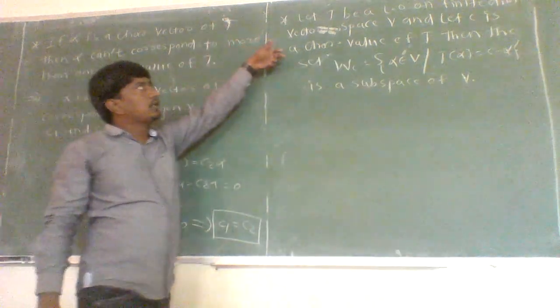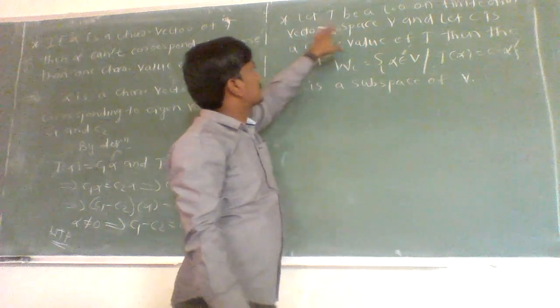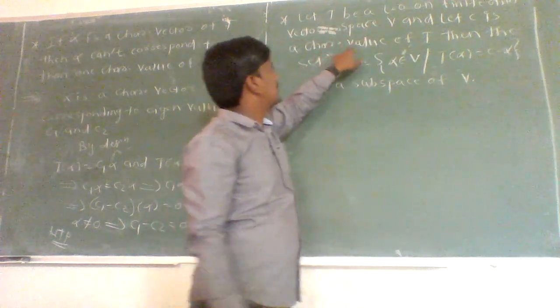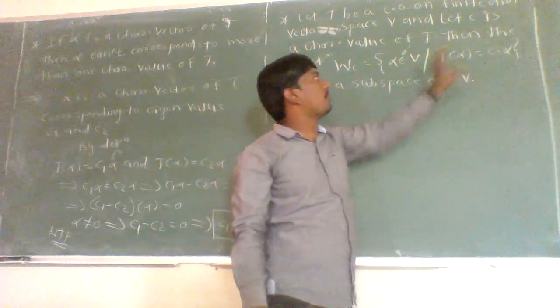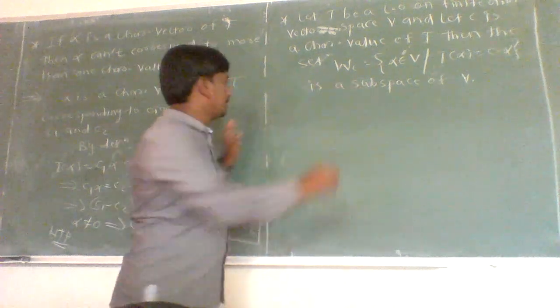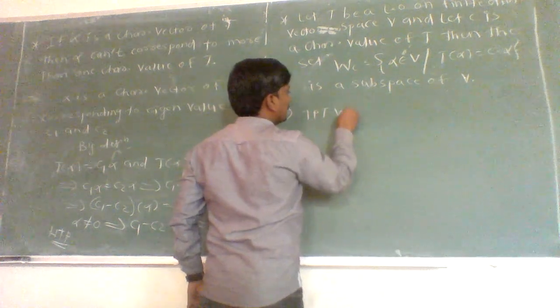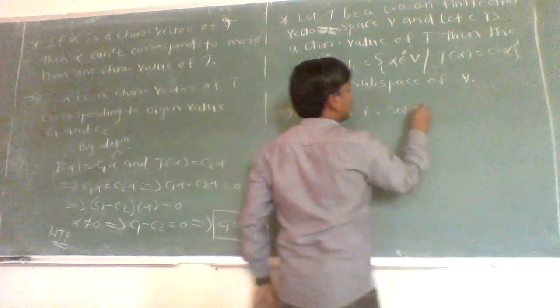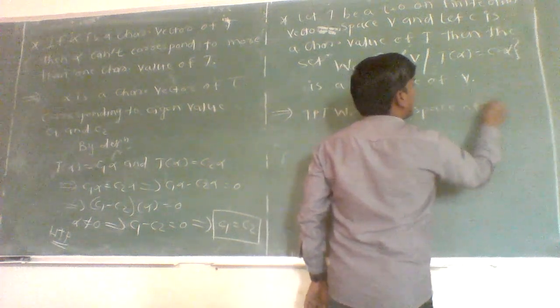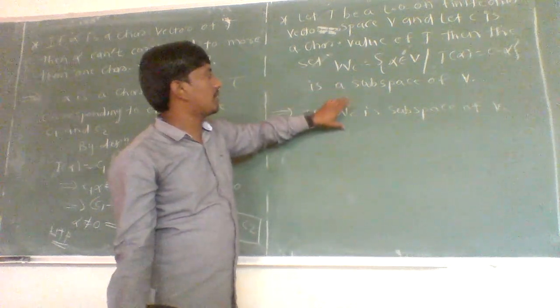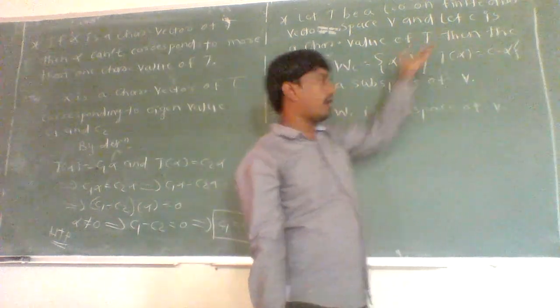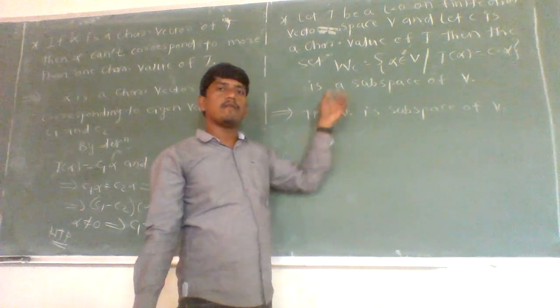So here, if T is a linear operator on finite dimensional vector space V, and C is the characteristic value of linear operator T, then the set WC, which contains all alpha belonging to V such that T of alpha equals C alpha, is a subspace of V. So we have to prove that WC is closed under the operations which are defined on vector space V, or that WC is itself a vector space.